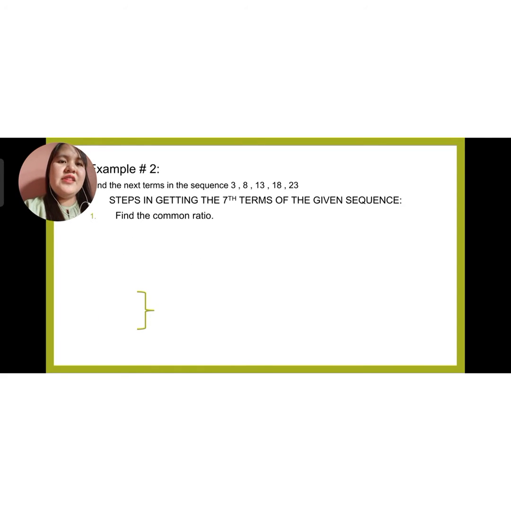So, first is find the common ratio. So, i-divide natin si second kay first, si third term kay second term, si 18, which is the fourth term, kay 13, at si 23 kay 18. Okay. So, 8 divided by 3 will give us 2.67. Next, 13 divided by 8 is equals to 1.63. 23 divided by 18 is equals to 1.28.